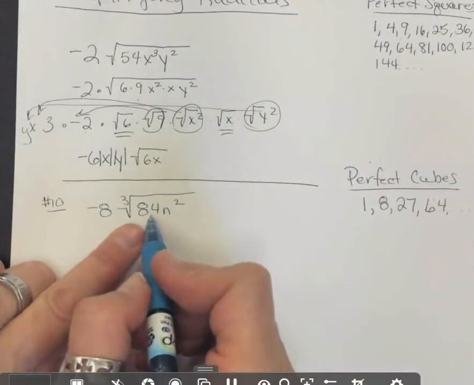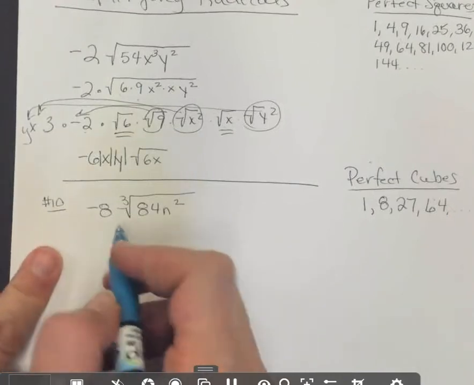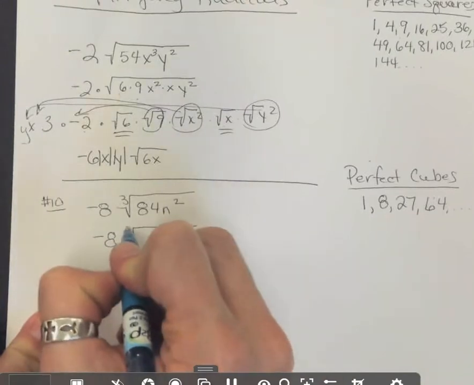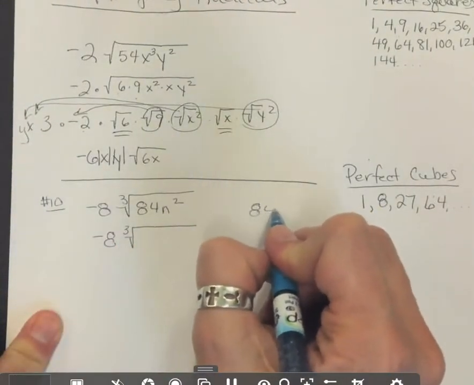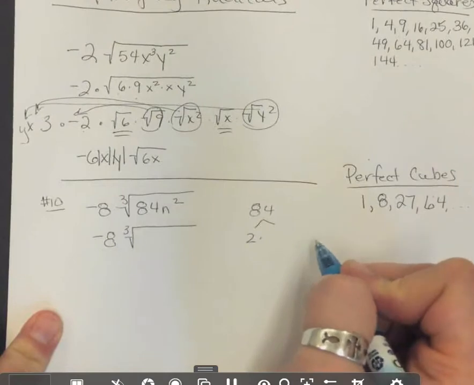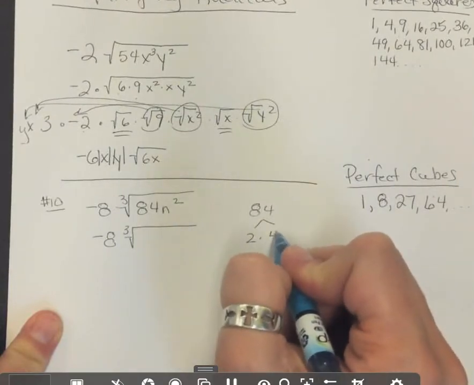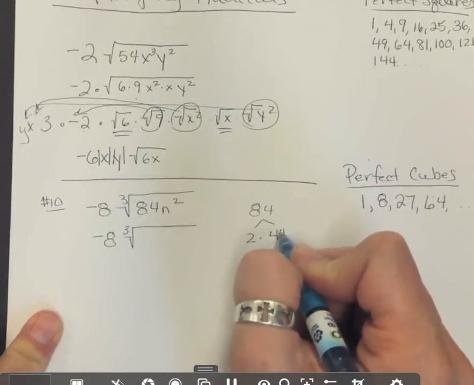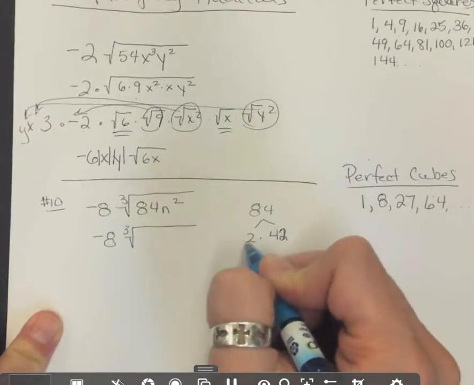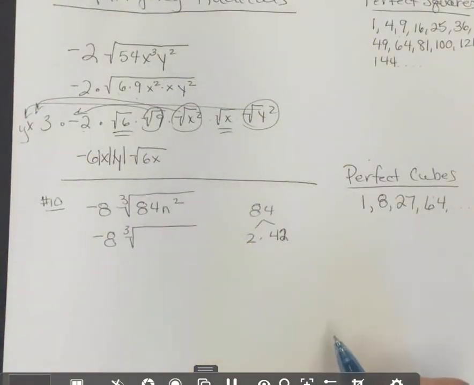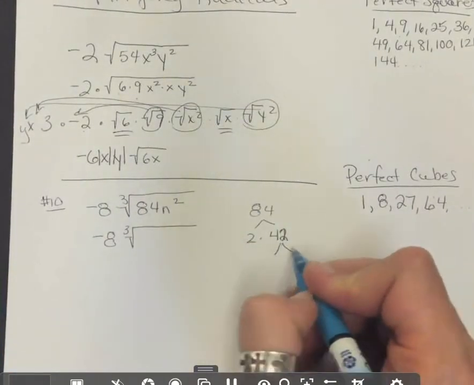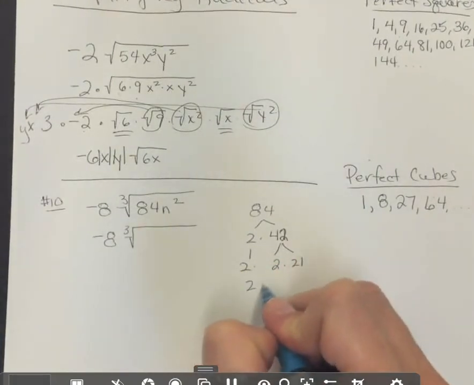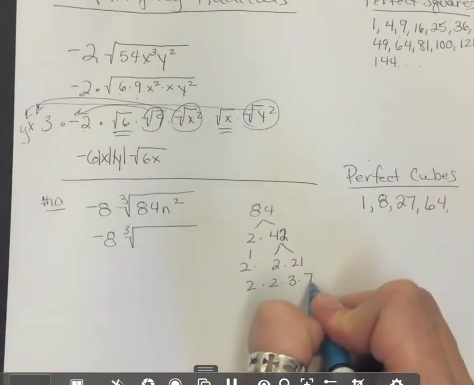So if we look at 84, we're going to do the prime factorization method here. You could have done that in the first one. 84 breaks into 2 and 42. 2 times 2 is 4, 2 times 4 is 8, 2 and 42. 42 breaks into 2 and 21. And then we have 2, 2, and 21 breaks into 3 and 7.